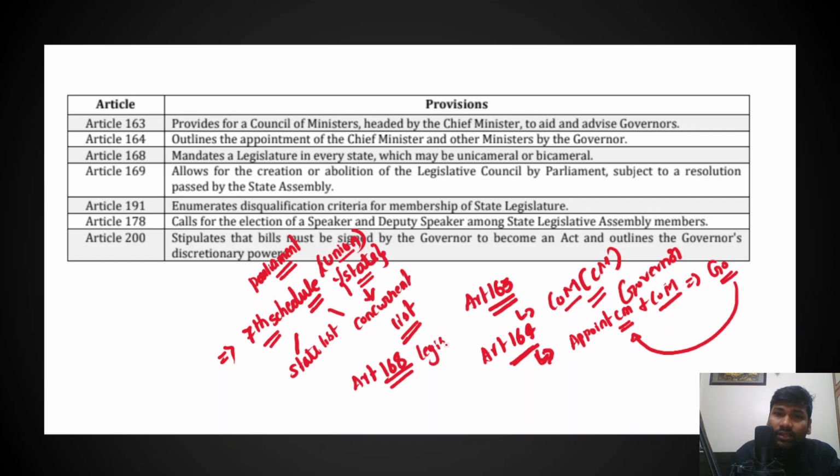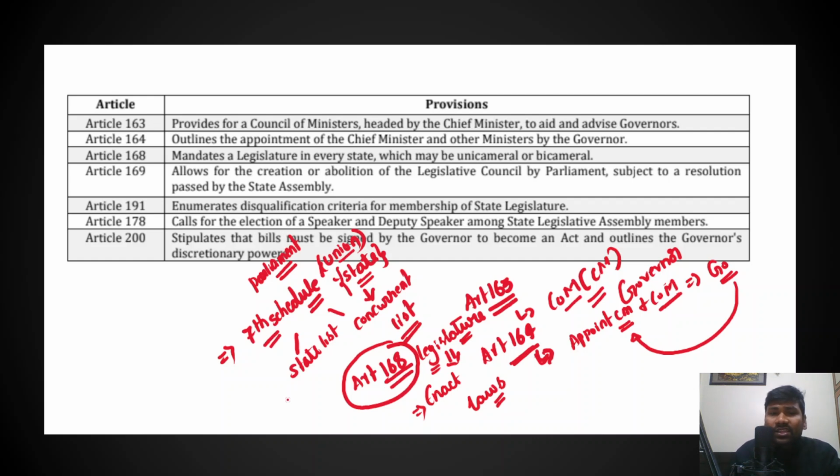And another very important article, Article 168 of the Indian Constitution, mandates a legislature in every state. There should be a legislature in every state, and the basic responsibility of the legislature is what? It enacts laws. The executive executes laws and the judiciary adjudicates laws, but the function of the legislature is enactment of laws. Article 168 provided for the legislature in every state. It could be either unicameral or bicameral.